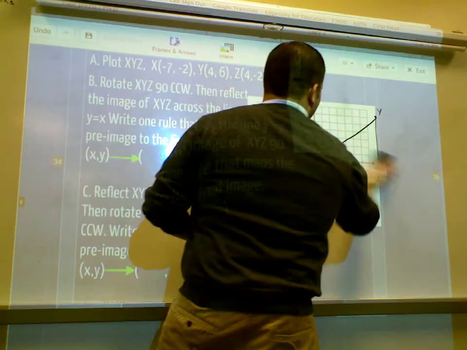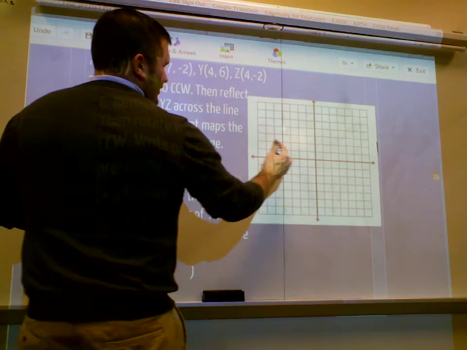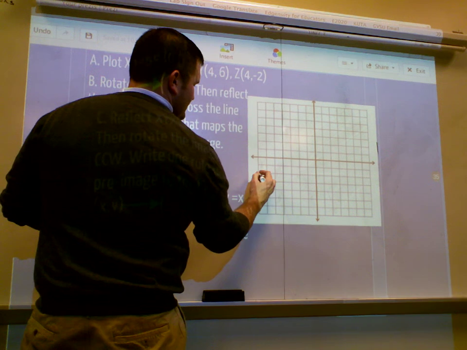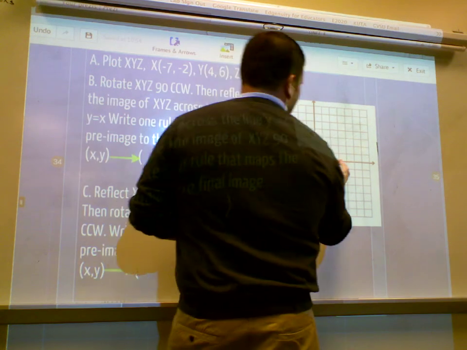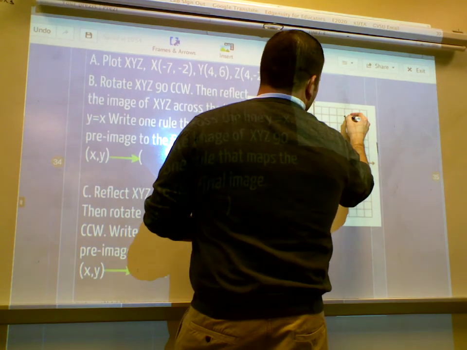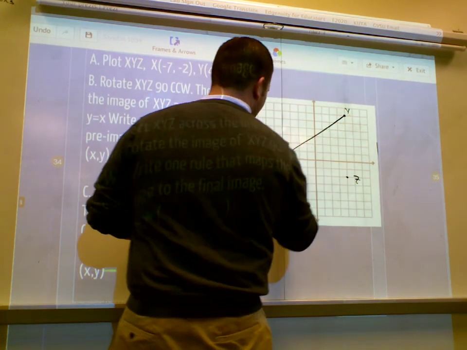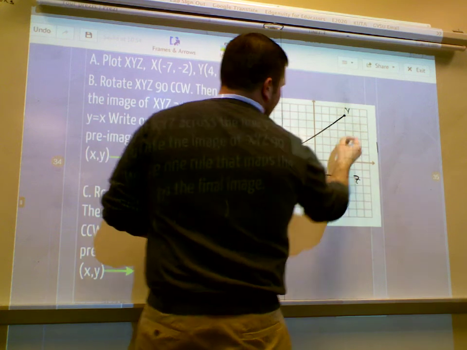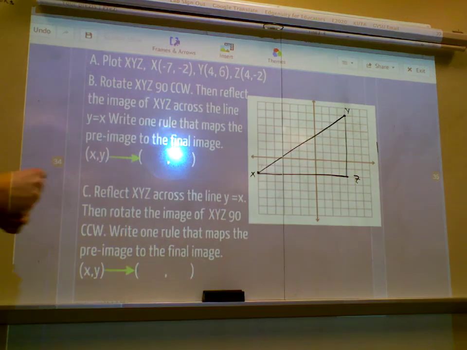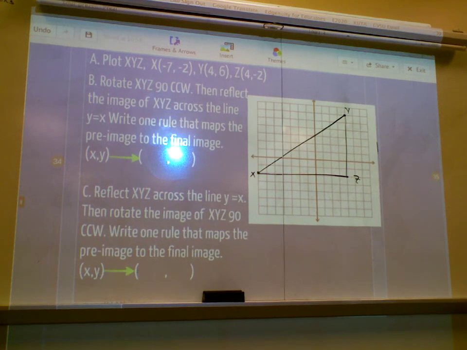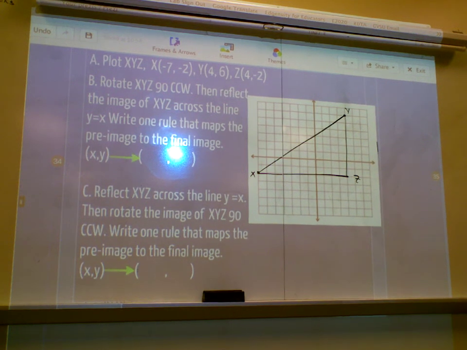Alright. One more time. -7, 2. I'll plot this time correctly. X, 4, 6. Y, Z. There we go. Perfect. Alright, are you guys ready? Okay. First thing, we'll rotate x, y, z 90 degrees counterclockwise. Then reflect the image of x, y, z across the line y equals x. Right? One rule that maps the pre-image to the final image.